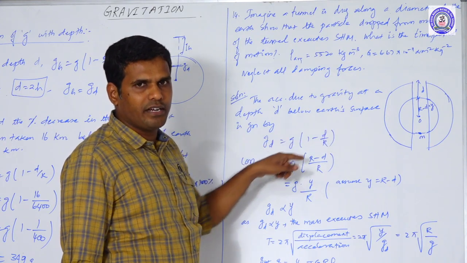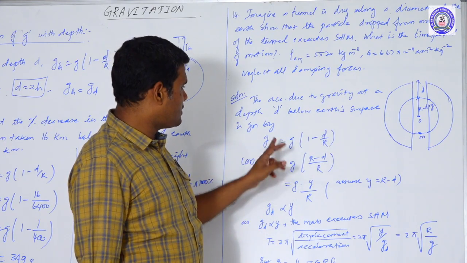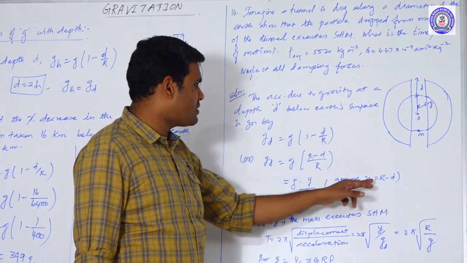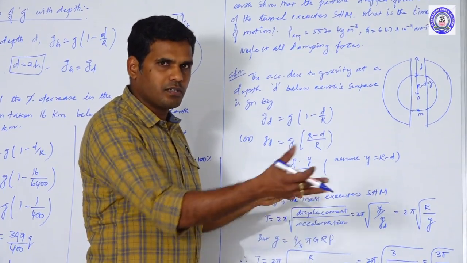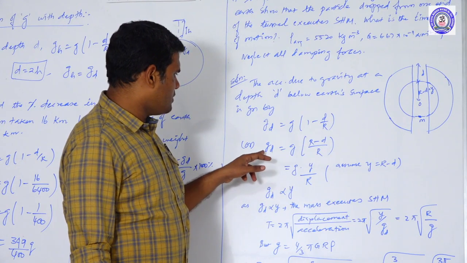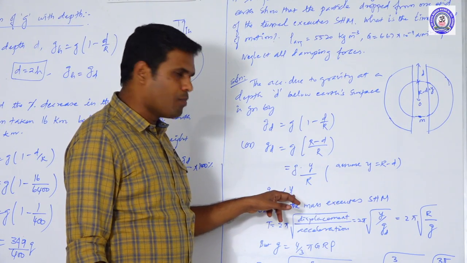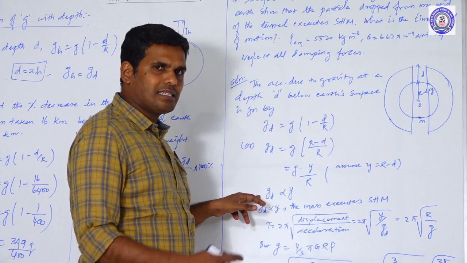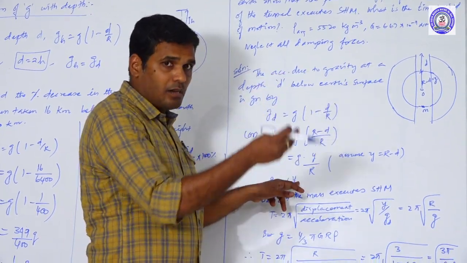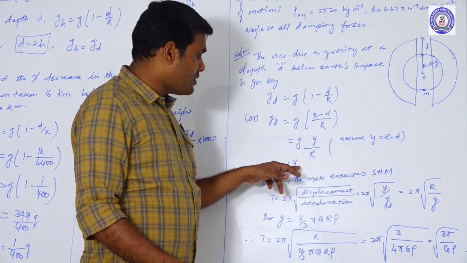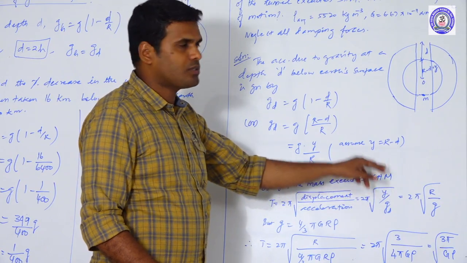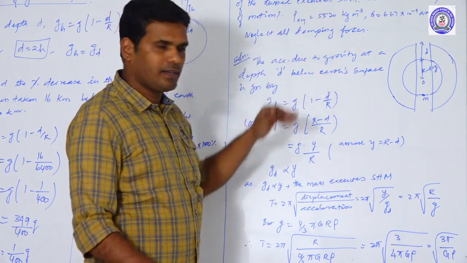The acceleration due to gravity at a depth d below the surface is given by gd equals g into 1 minus d divided by R. gd is g into R minus d divided by R. I am taking R minus d as y, some displacement. So g and R are constants. gd is proportional to y. What is gd? Acceleration due to gravity at a depth d. What is y? Displacement of the object. So acceleration due to gravity is directly proportional to displacement, which means the mass executes simple harmonic motion. So first thing what they are asking is satisfied.